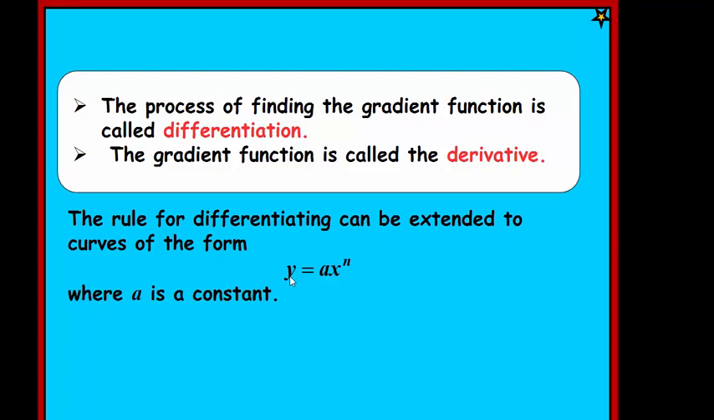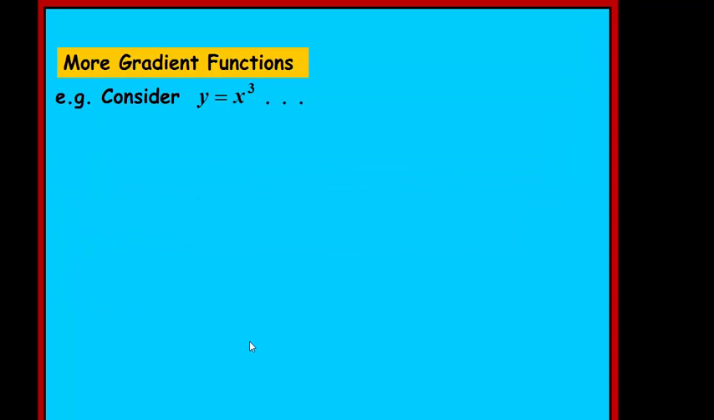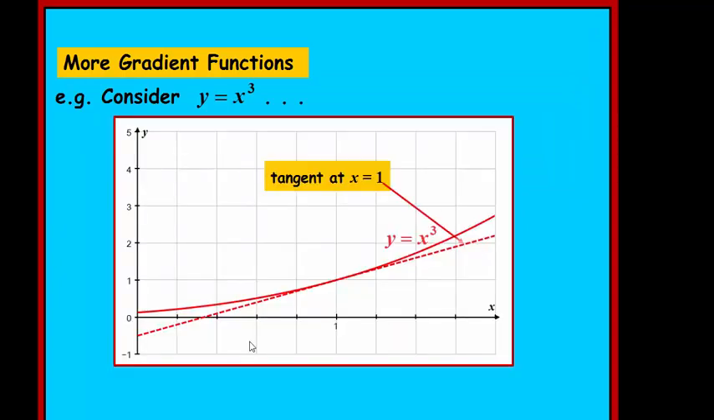Remembering back what we did before, if we're differentiating a function of the form y equals ax to the n, where a is a constant, then we find the derivative dy by dx by multiplying by the power and reducing the power by 1. We'll start by considering the function y equals x cubed and look at the tangent at the point where x equals 1.